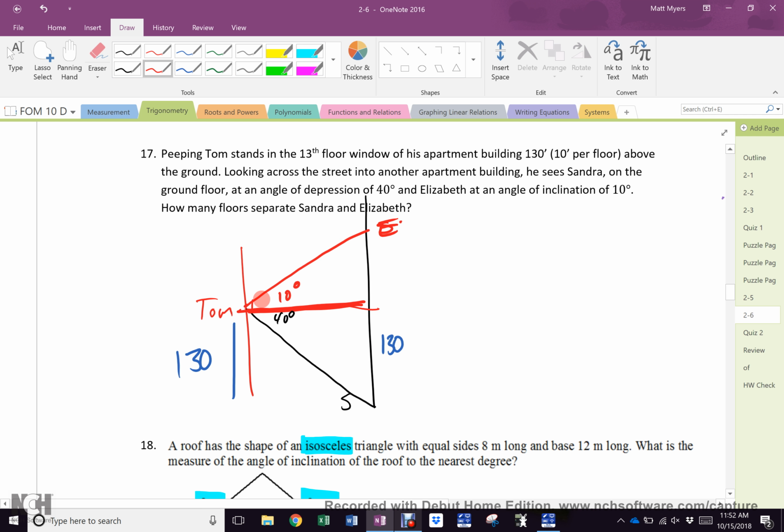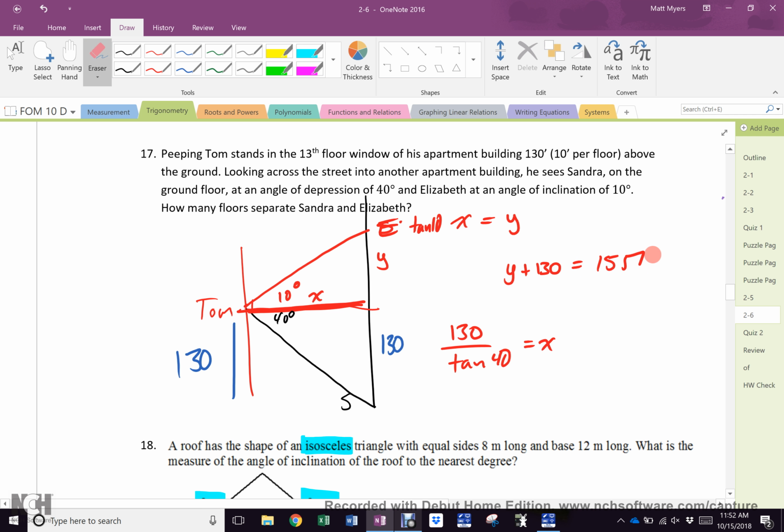So the first thing you did was 130 divided by tan 40 to get this distance. That got you x. And then you did x tan 10 to get y. And then what you did with y to find the answer, you did y plus 130. And it ends up being something like 157, which is 157 feet, which is about 16 floors.